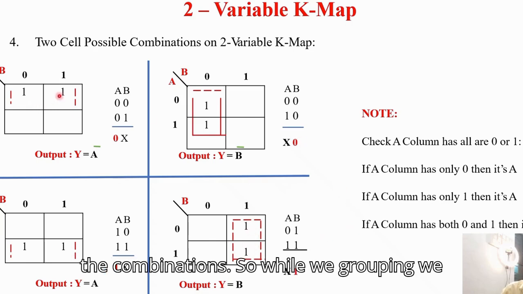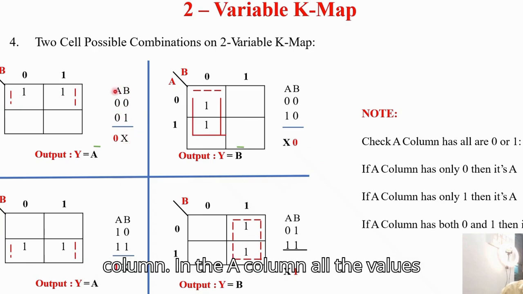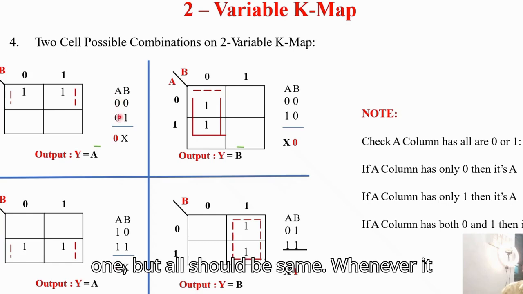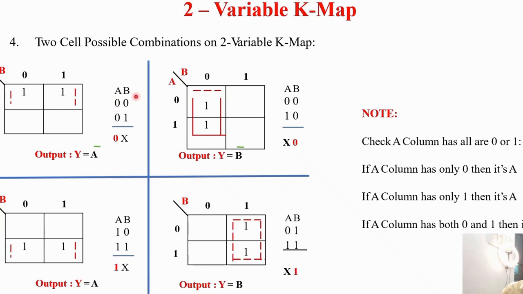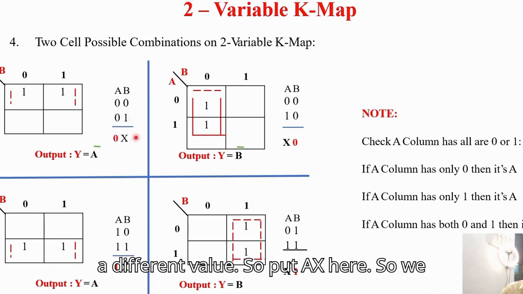While grouping, we should write the corresponding values. After writing this, we should check the column. In the A column, all the values are the same. Either it is 0 or 1, but all should be the same. Whenever it is the same, you write that value. Whenever it is different, as you can see here in B, 0 and 1, it is a different value, so put an X here.